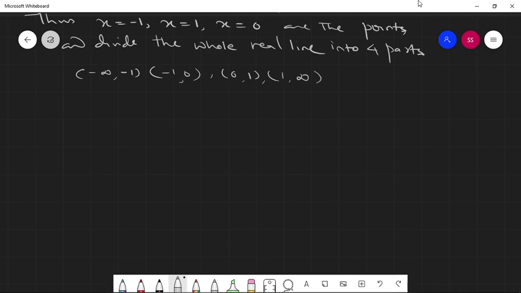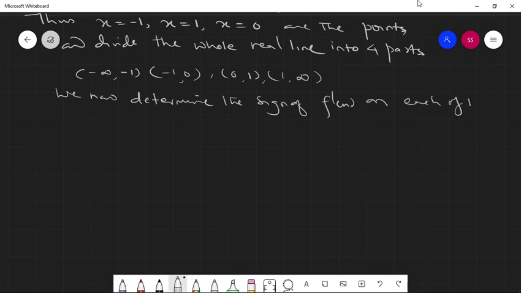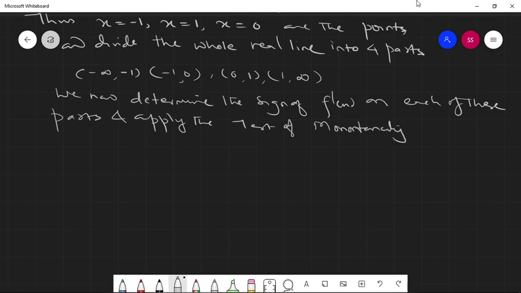Now we determine the sign of f dash x on each of these parts, yeah, and apply the test of monotonicity by checking x equal to minus 2 to the power 3, minus 2 to the power minus 3, 2 to the power minus 3, and 2 to the power 3 as test points.